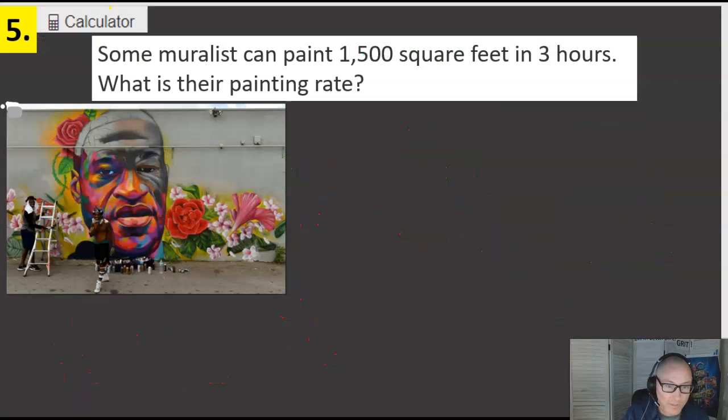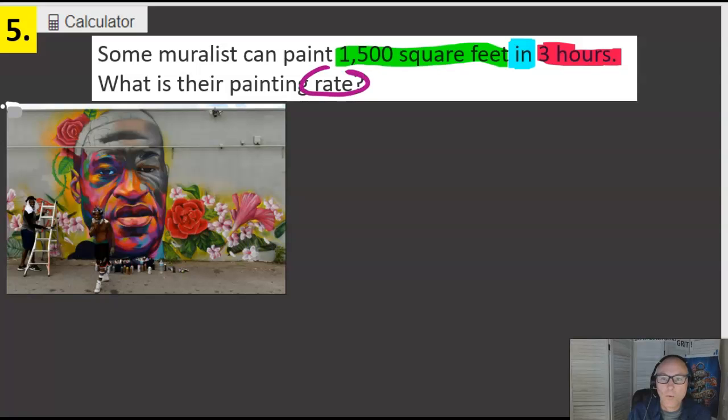Let's get to the last problem. Muralists, people who paint on walls, make murals on buildings, can paint 1,500 square feet in 3 hours. What is their rate? Oh, they want the unit rate. When they say rate, they want per 1 hour. So what can they do in 1 hour?